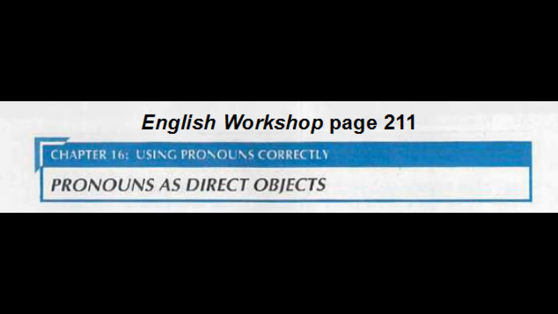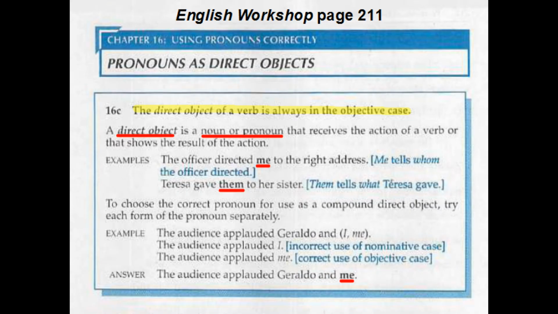Okay, let's continue to work on pronouns and turn to page 211, and today we're going to look at pronouns as direct objects. So turn to page 211, and then let's read the information about direct objects that are acting as pronouns. All right, to begin with, let's go ahead and highlight the first rule, 16C. The direct object of a verb is always in the objective case.